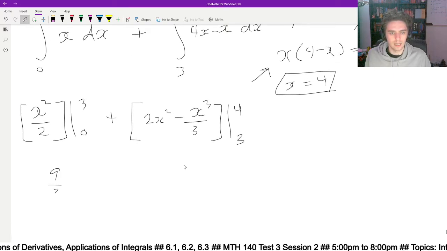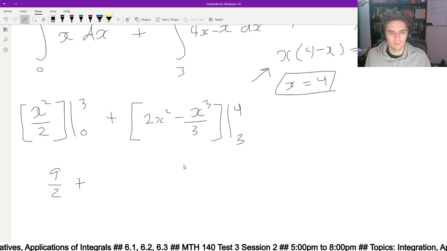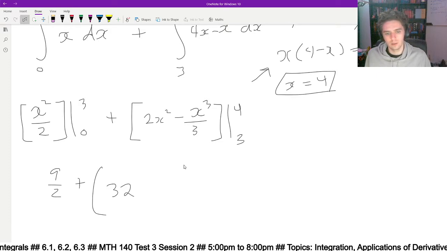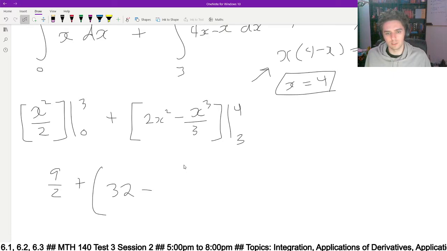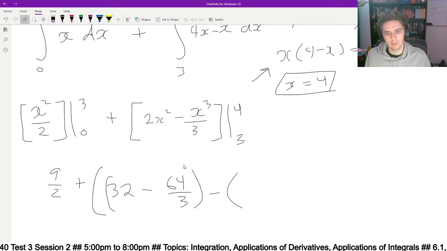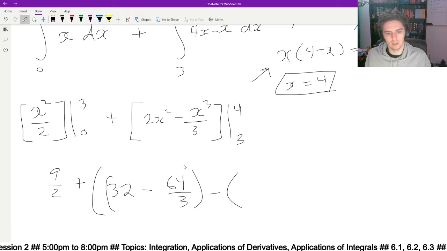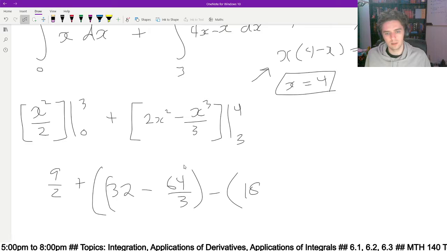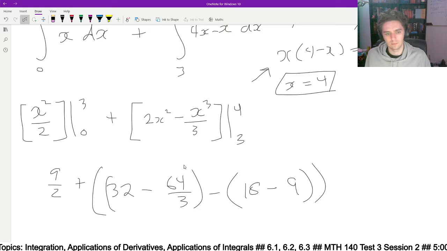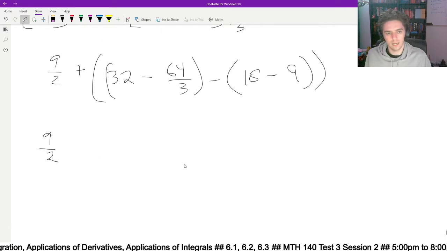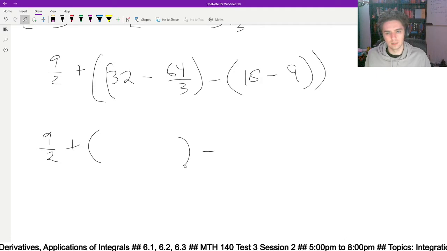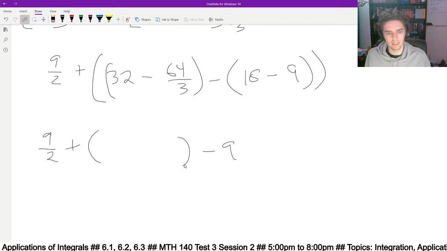So this is going to be 9 halves plus, and this will be more complicated. So 2 times 16 is 32, minus 16 times 4 is 64, 64 over 3. Minus, evaluated at 3, so 18 minus 9. So 9 halves plus, don't know what that is, but I can subtract, so it'll be minus 9 at the end here.